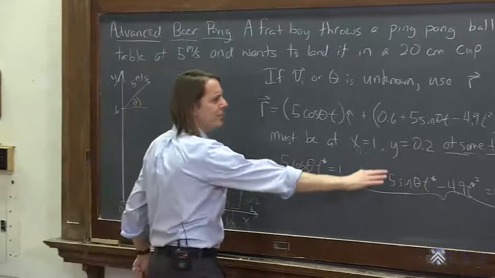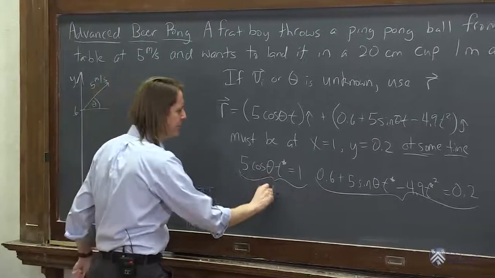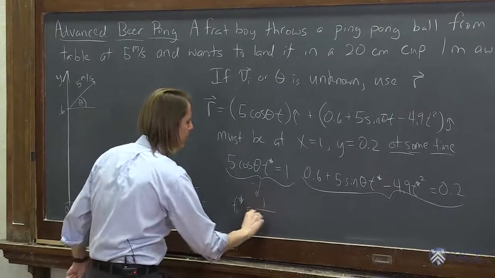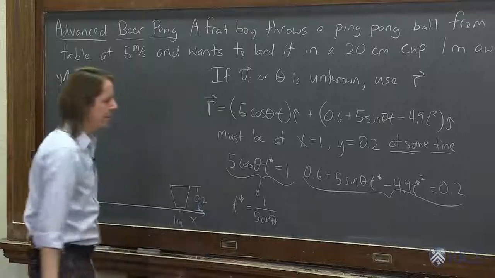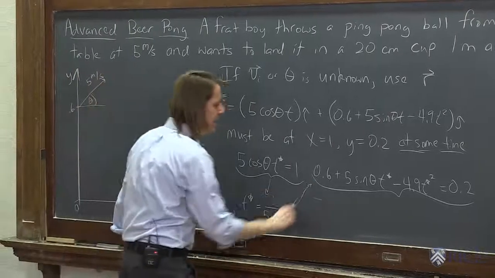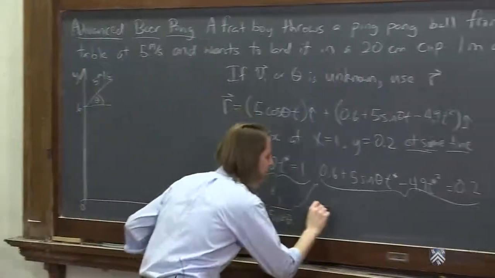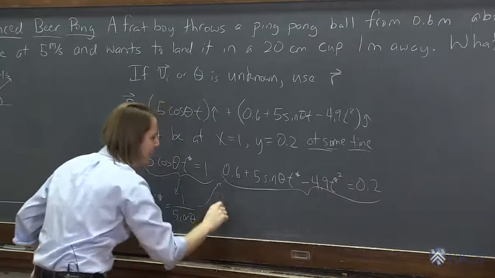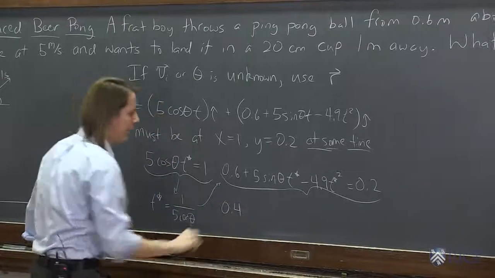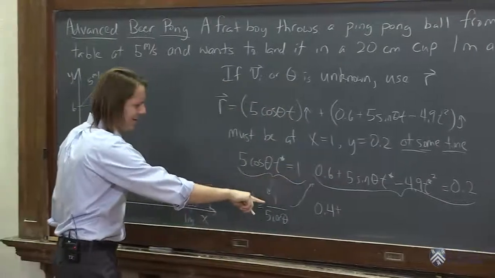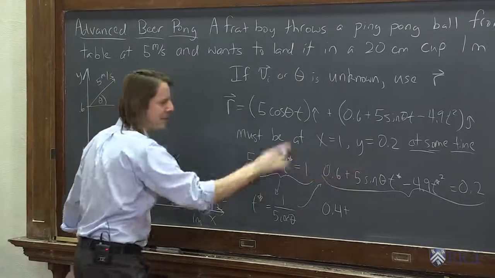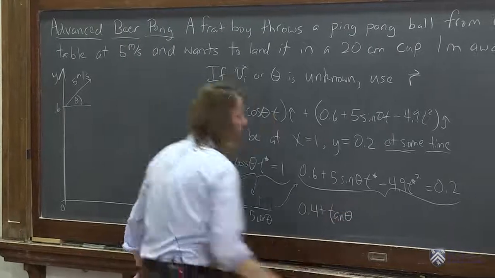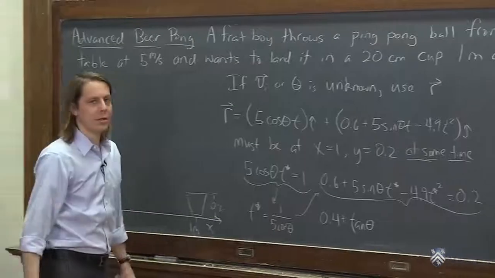So in this case, it looks bad. It's not as bad as it looks. We're going to solve this one for t star. T star equals 1 over 5 cosine theta. And we're going to plug that into there. So what do we get? 0.6. I'm going to go ahead and bring this 0.2 over. I'm going to get 0.4 plus, the 5 over 5 is going to cancel. Sine over cosine is tangent theta. So when you plug that in there, you get just tangent theta.